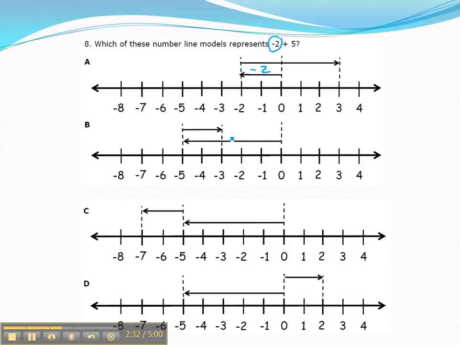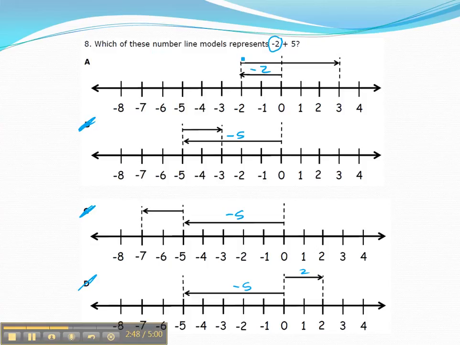Answer choice B has -5 extending from the origin. So I'm going to cross that one out. Same thing with C, -5. And D has a -5 extending from the origin, a +2 extending from the origin. So it looks already like it's answer choice A.